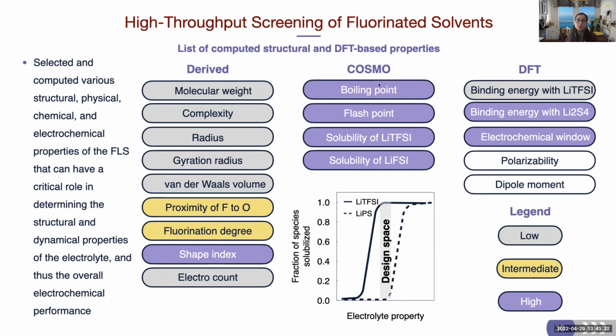Then we have properties which are related to safety criteria computed from COSMO, like boiling point, flash point, and solubility of the commonly used salt. And then finally, we have the properties computed from DFT calculations, where we are looking at the binding energy with the salt, with the polysulfide, the electrochemical stability, and other electronic properties. So this is really the design space we are targeting. We want something that will have high solubility for the salt, LiTFSI, and low solubility for lithium polysulfide. So we want this optimal balance between them.